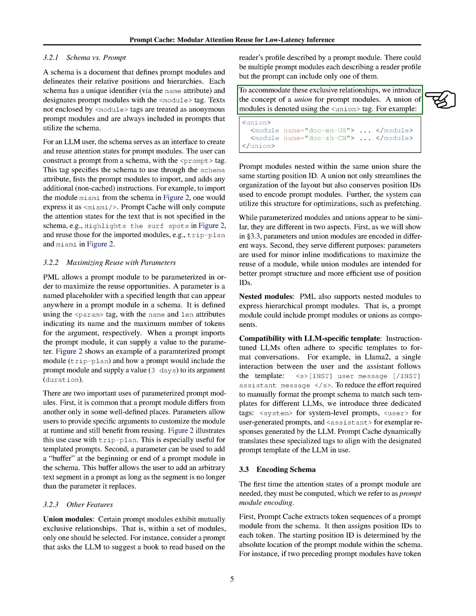We use a special tag, called a union tag, to group these modules together. This helps us keep our layout organized and makes our system more efficient. Next, we have nested modules. These allow us to create a hierarchy of prompt modules, where one module can include other modules or unions as components. This gives us a lot of flexibility in how we structure our prompts.